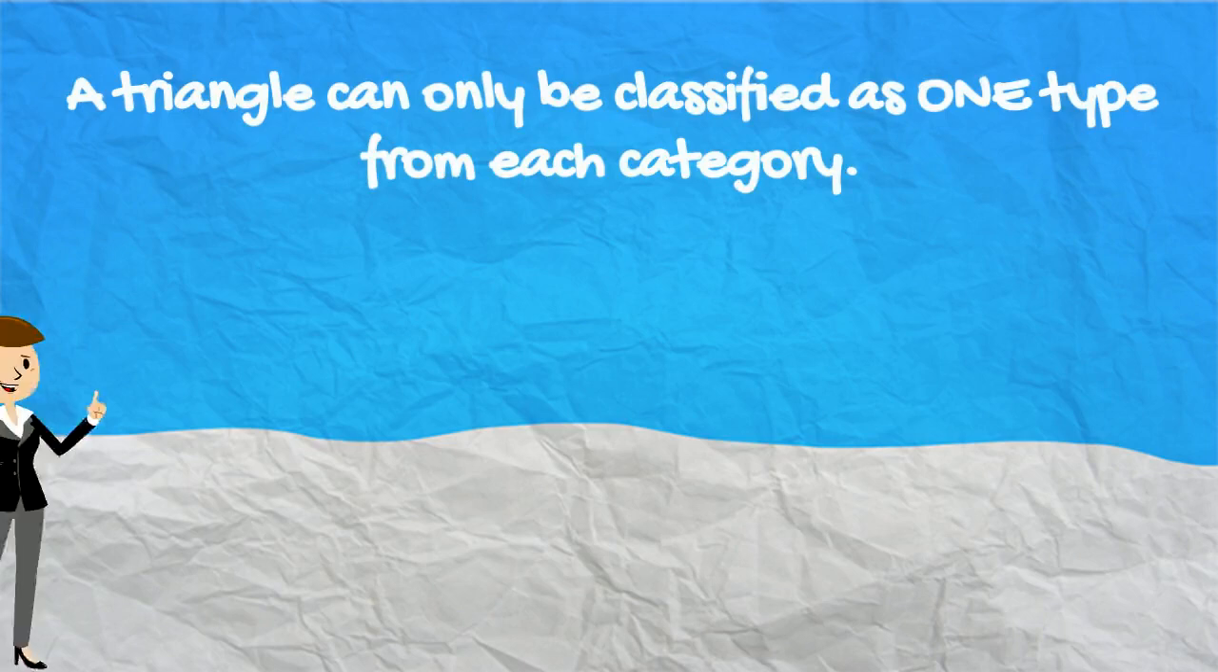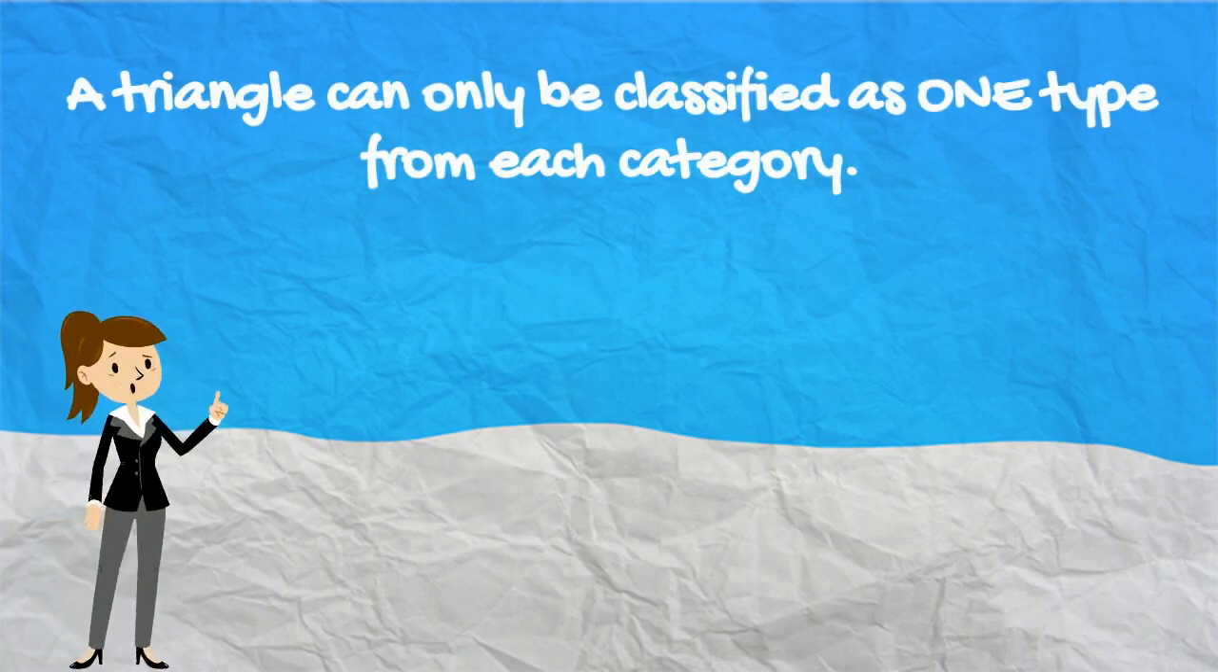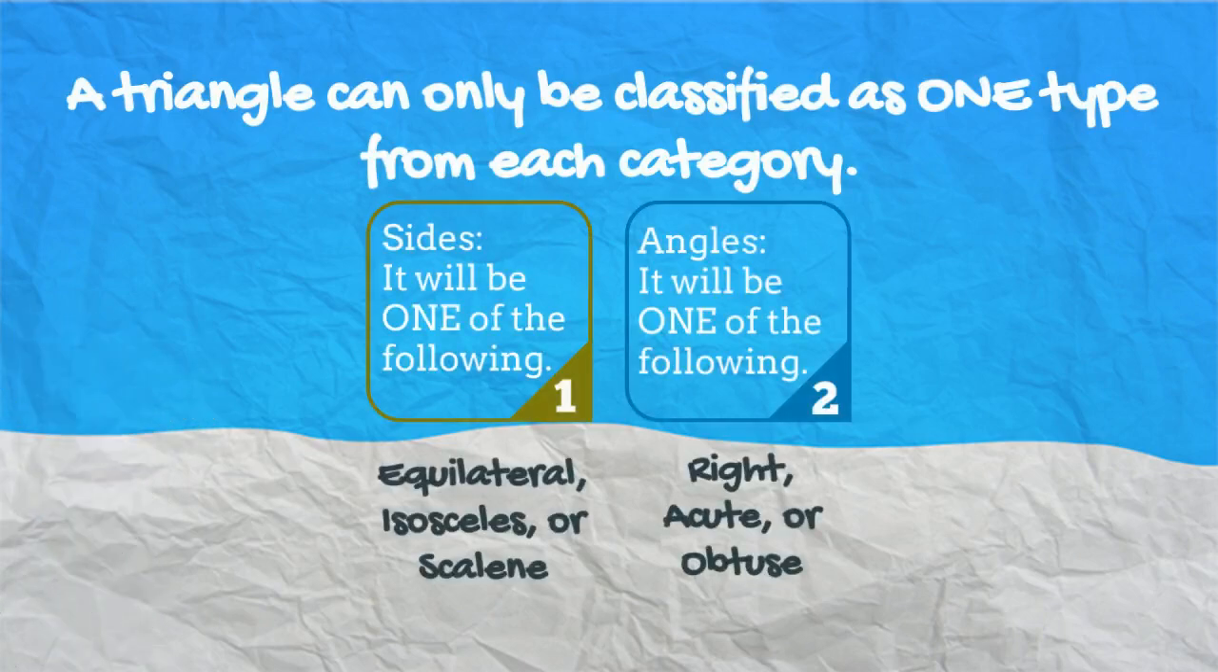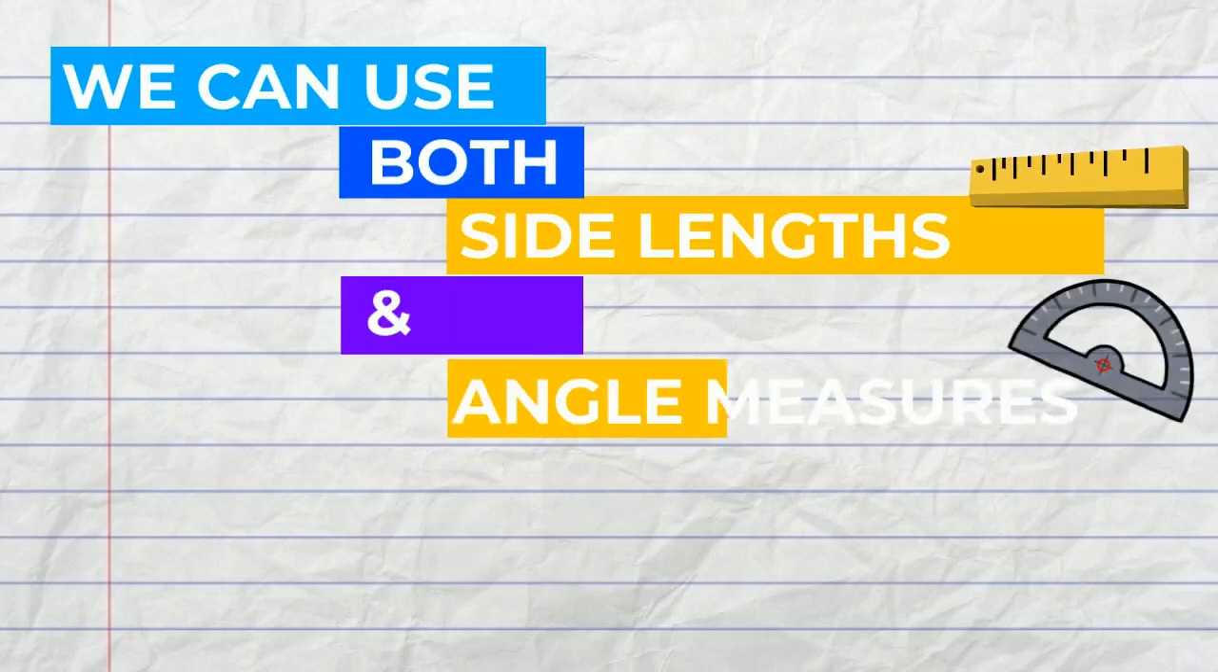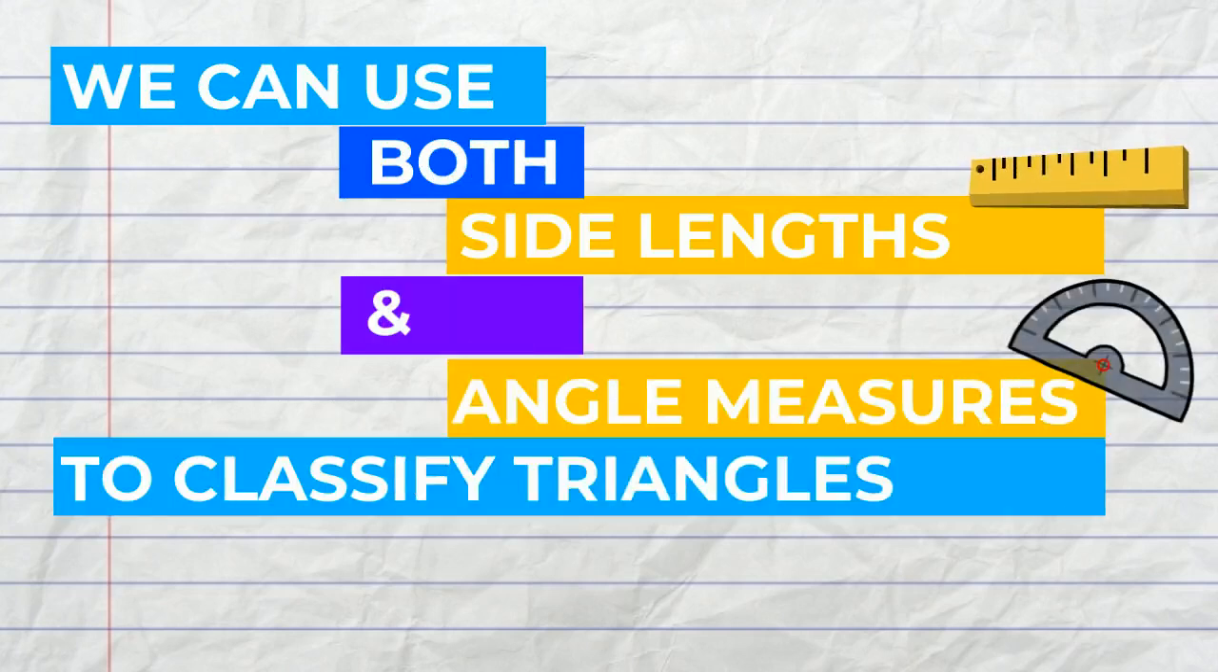A triangle can only be classified as one type from each category. So for sides, the triangle will be classified as either equilateral, isosceles, or scalene. And for angles, the triangle will be either classified as right, acute, or obtuse. We can use both side lengths and angle measures to classify triangles.